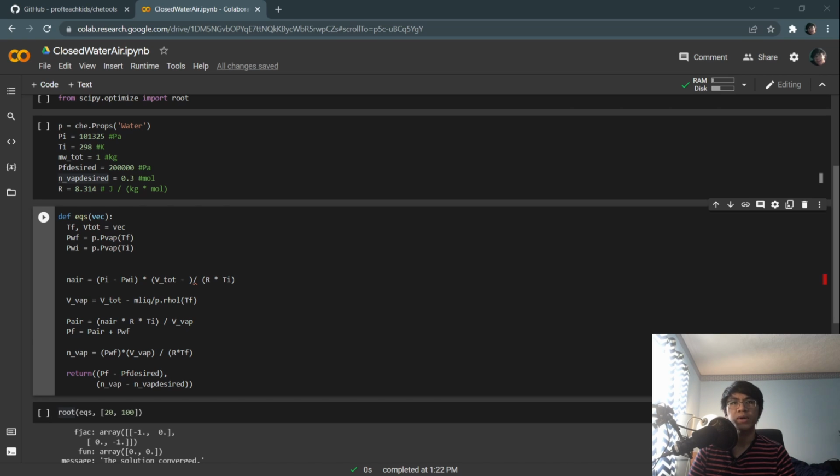I think I found my mistake. If we go to our code here, right here, I actually had this typed out wrong. I got a little confused because I didn't know where to put our relationships, but we remember that the moles of air is equal to the pressure of our air, which is found from subtracting the vapor pressure of the water initially from the initial pressure. That leaves us with the pressure of the air.